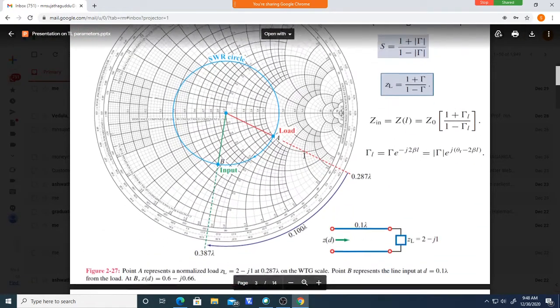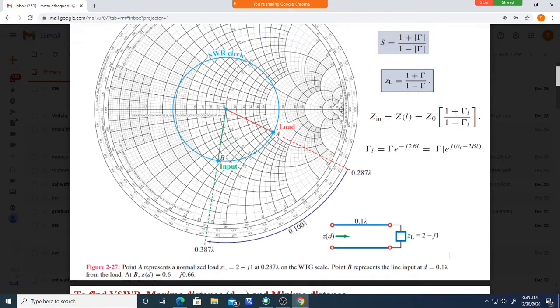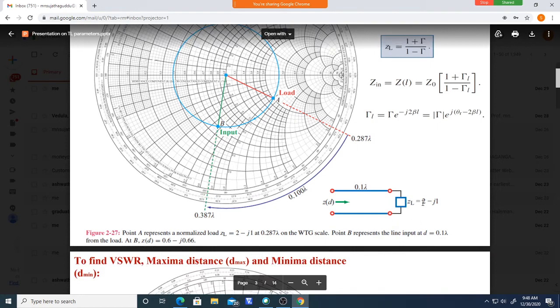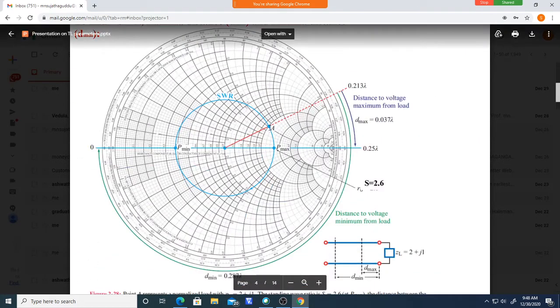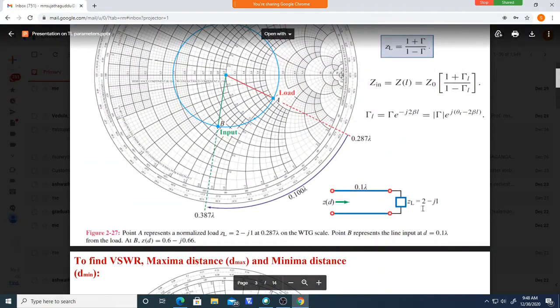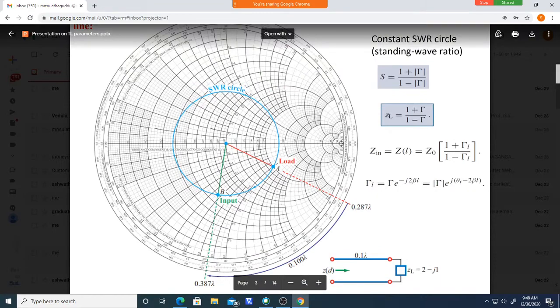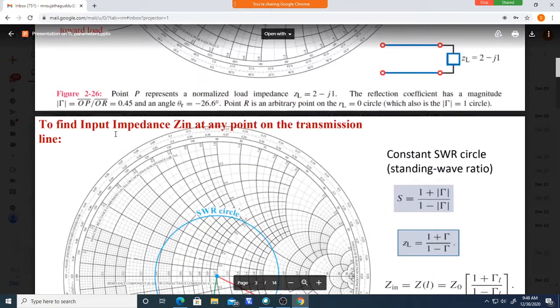Okay, so here you see, what is the input impedance at a distance of 0.1 lambda? The load given for this problem is 2 minus j1, instead of 2 plus j1. I have done that in this problem. The task is to find the input impedance Zin at any point on the transmission line.